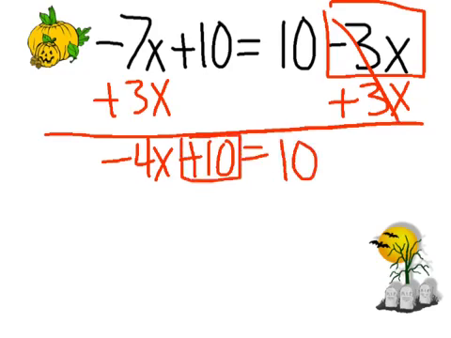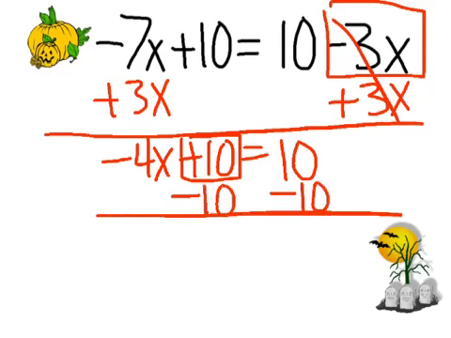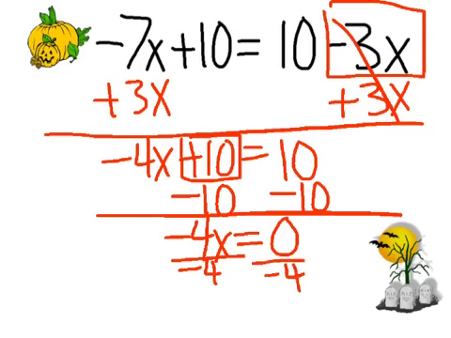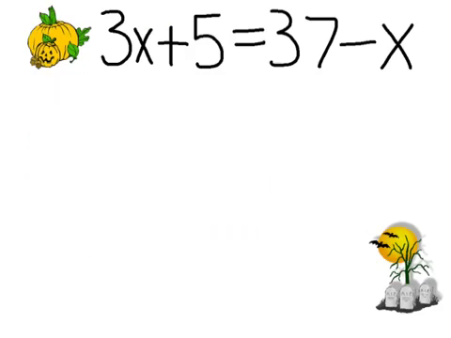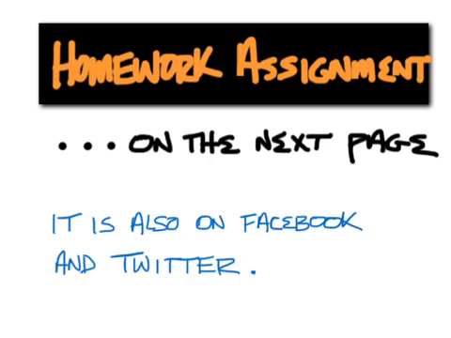We need to move our number over, so we have a positive 10. We want to subtract 10 from both sides. When we do that, we have negative 4x on the left, and on the right we have 0. We divide by our coefficient, and 0 divided by anything is just going to give you 0. Okay, answer for the bonus is x is equal to 8.